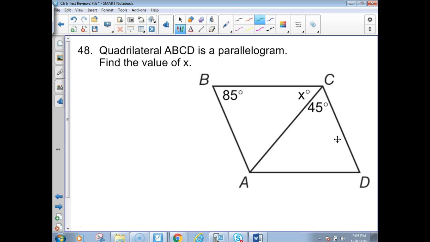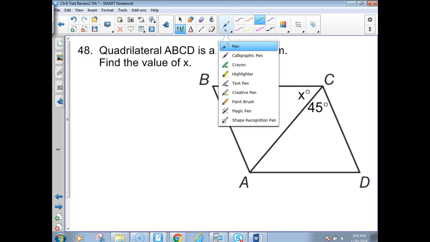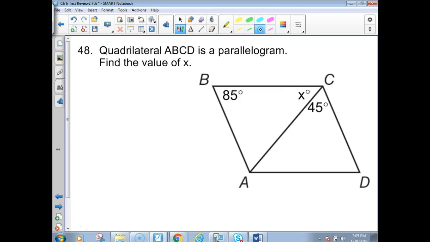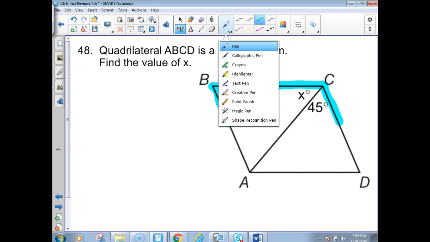48, we got quadrilateral ABCD is a parallelogram. Find the value of x. You have two methods to which you can do it, and both of the ideas result in the same equation. You can either say consecutive angles are supplementary, so those add up to 180. Or you could say, well, wait a minute, I see it as alternate interior angles.